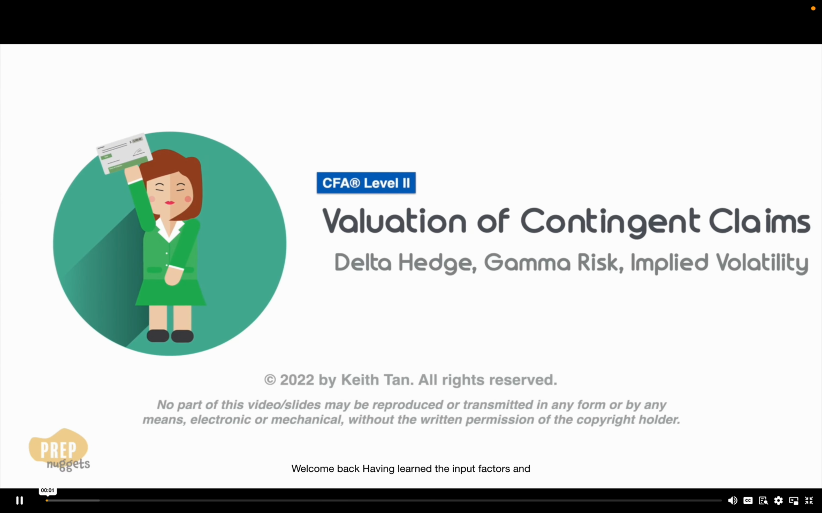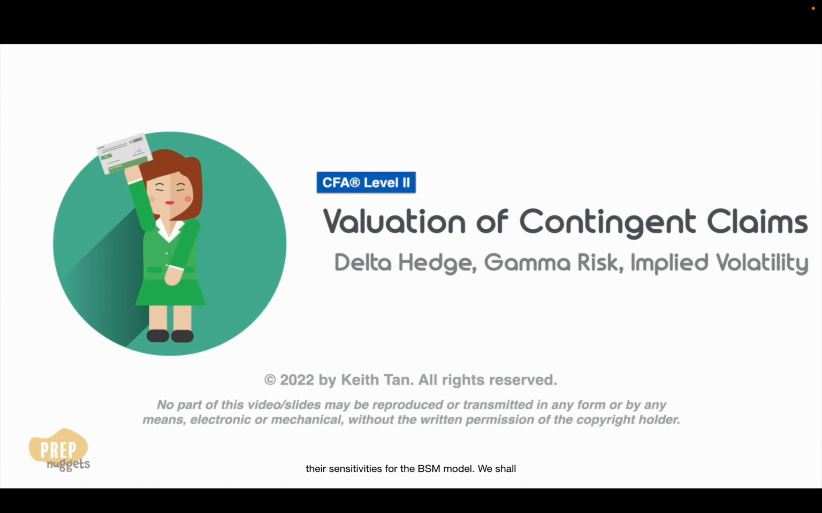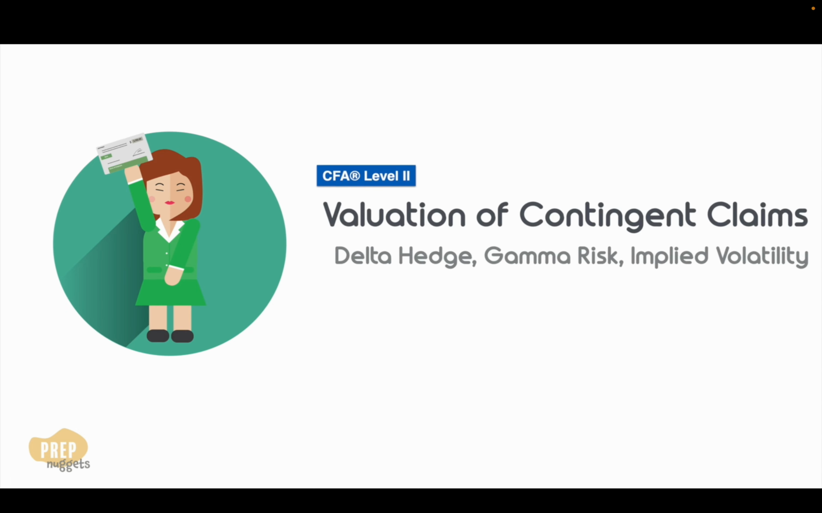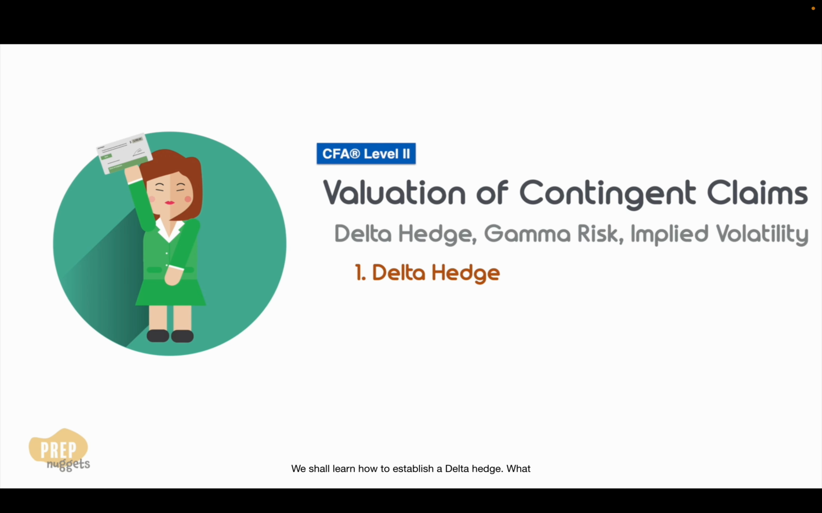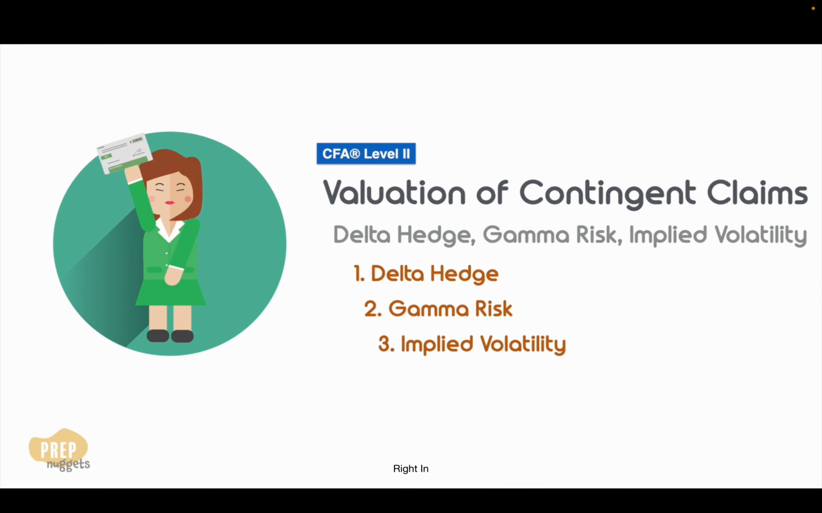Welcome back. Having learned the input factors and their sensitivities for the BSM model, we shall learn some of their practical usage in the derivatives market. We shall learn how to establish a delta hedge, what is gamma risk, and implied volatility, and how it is used in options trading. Let's jump right in.